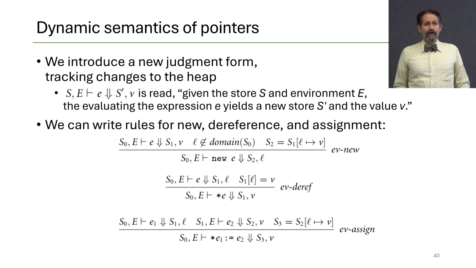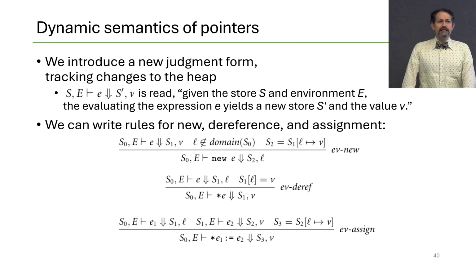Finally, we can assign into pointers. So *e1 gets e2. We'll evaluate both e1 and e2, getting a location for e1, where we're going to store the value, and getting a value for e2, which is the value we're going to store there.